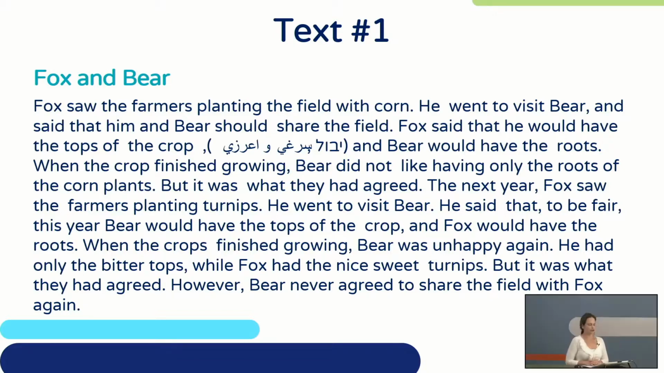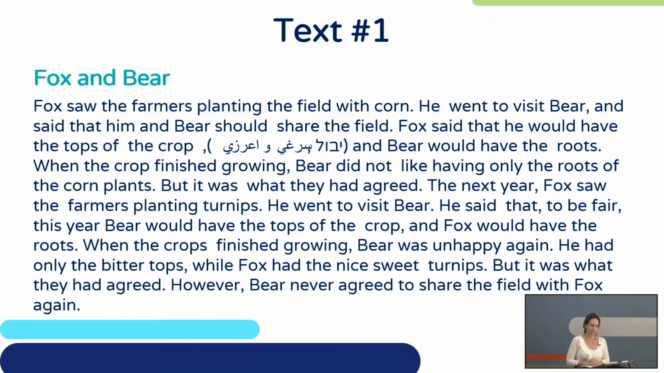Text number 1. It's called Fox and Bear. Fox saw the farmers planting the field with corn. He went to visit Bear and said that him and Bear should share the field. Fox said that he would have the tops of the crop, and Bear would have the roots. When the crops finished growing, Bear did not like having only the roots of the corn plants, but it was what they had agreed. The next year, Fox saw the farmers planting turnips.